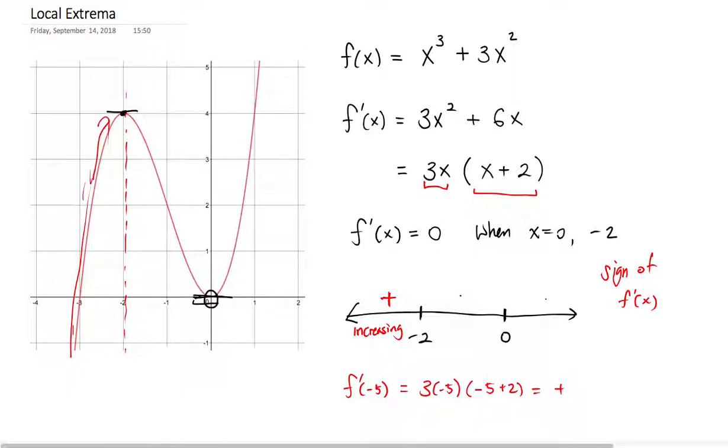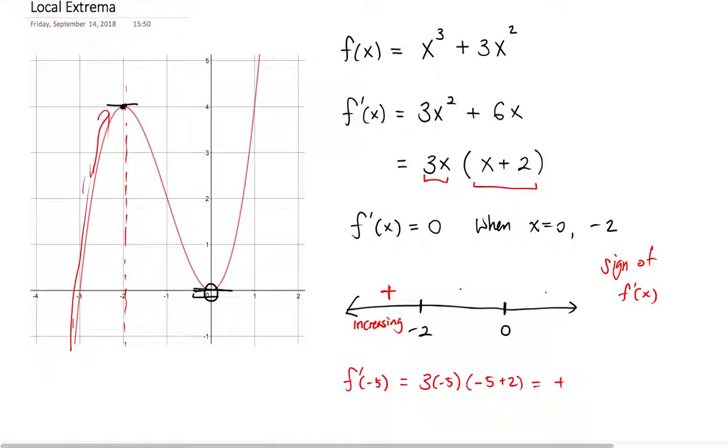And then between negative 2 and 0, I'll substitute negative 1. That's 3 times negative 1, which is negative, and negative 1 plus 2 is positive, so negative times positive is going to be negative. And my graph is going to be decreasing in this interval. And you see that here, the graph between negative 2 and 0 is decreasing.